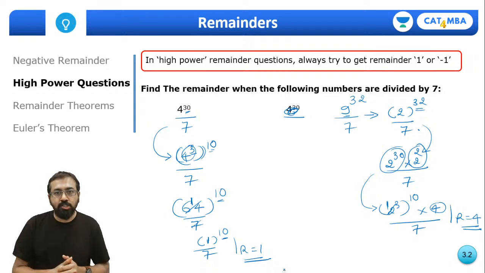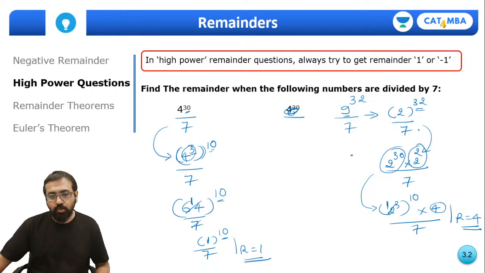So have you all understood this question? Can you solve questions like this one? 9 raised to 32 divided by 7. What is the remainder? So we got remainder as 4. Yeah, guys, great.